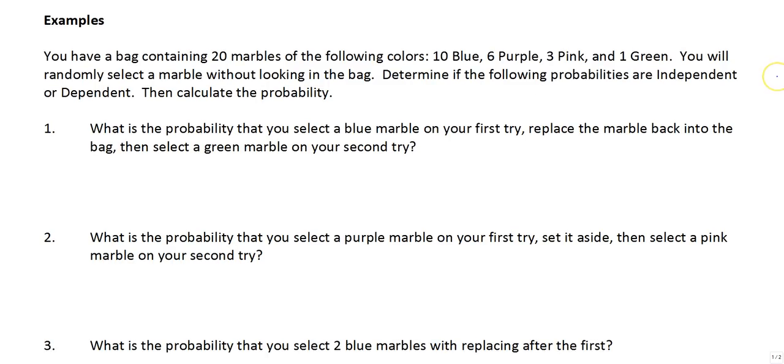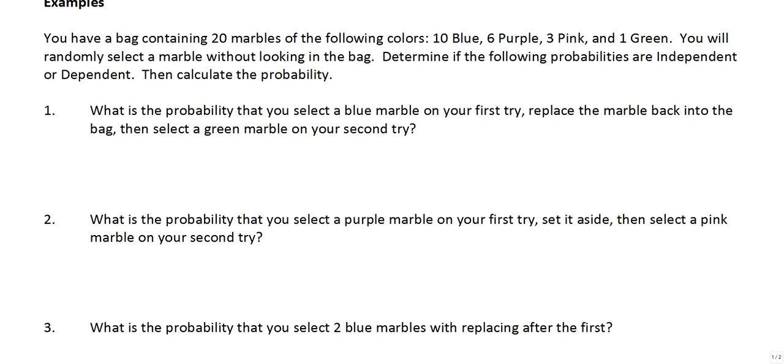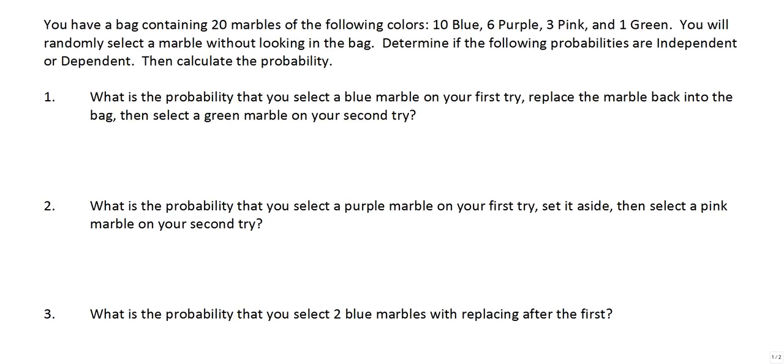You have a bag containing 20 marbles, and you have 10 blue, 6 purple, 3 pink, and 1 green. So we're going to have to determine if these are independent or dependent occurrences, and then we're going to calculate the probability. So check this out. What is the probability that you select a blue marble on your first try, put the marble back into the bag, and then go select a green marble on your second try?